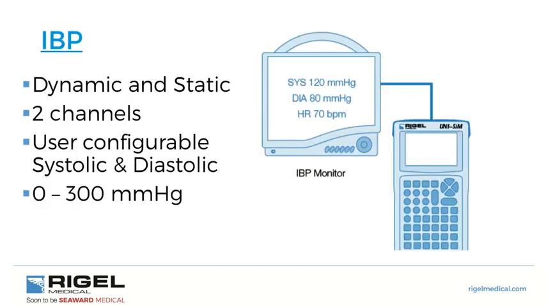So what do we provide with our biomedical test solutions in patient simulation? We have dynamic and static pressures. We have 2 channels of IBP. We have configurable systolic and diastolic readings or parameters, and we go from 0 to 300 millimeters of mercury.